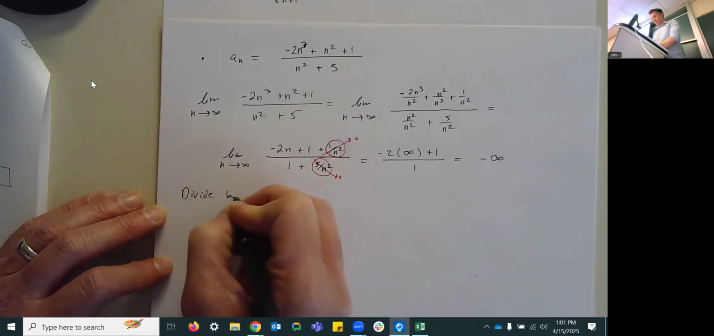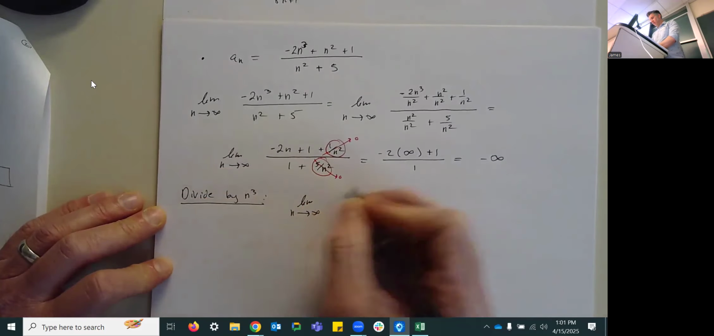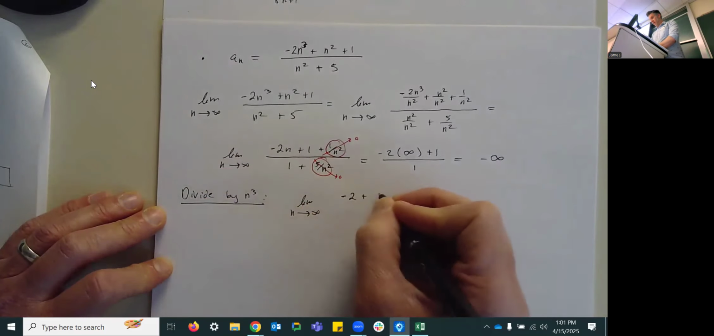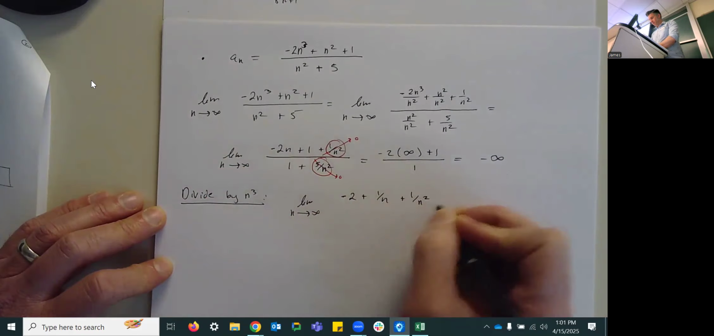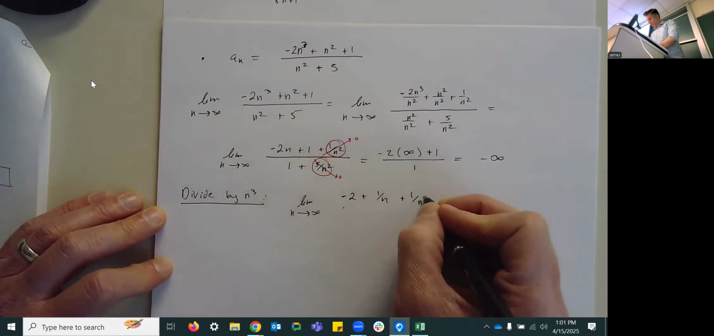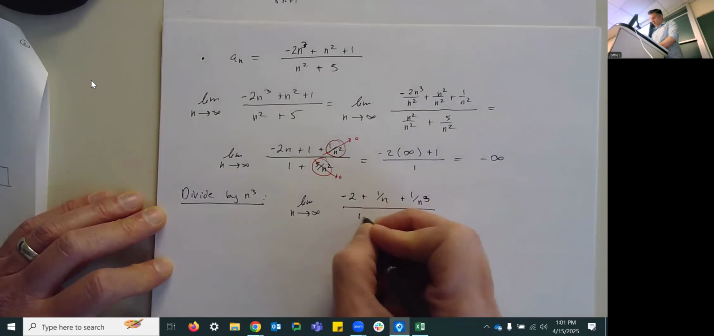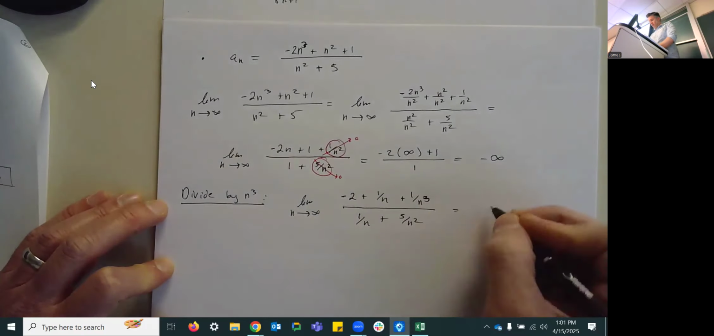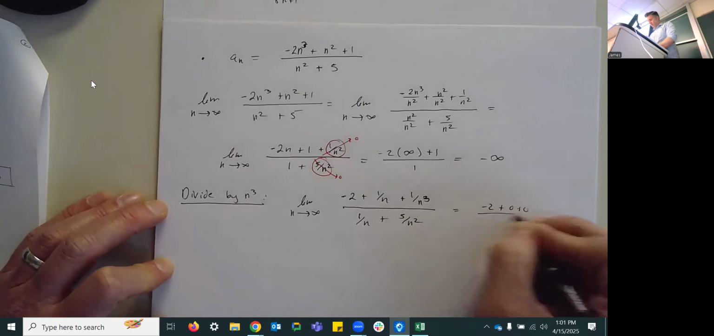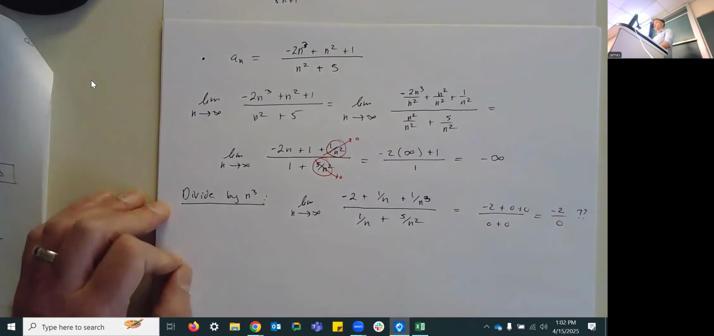That's an approximation. Let's see what happens if we divide by n cubed instead. If you divide by n cubed, look what happens. You get the limit as n goes to infinity of negative 2 plus 1 over n cubed, sorry, negative 2 plus n squared over n cubed plus 1 over n cubed, divided by 1 over n plus 5 over n squared. And then if you let n go to infinity, you end up with negative 2 plus 0 divided by 0 plus 0, which is negative 2 divided by 0, which you might be able to convince yourself is still going to go to negative infinity.